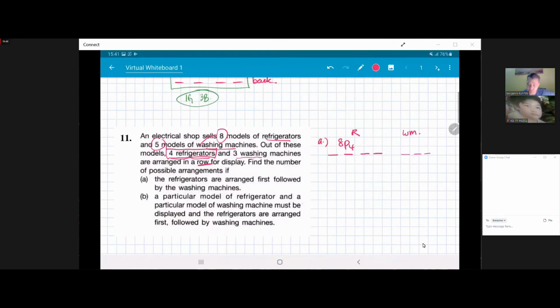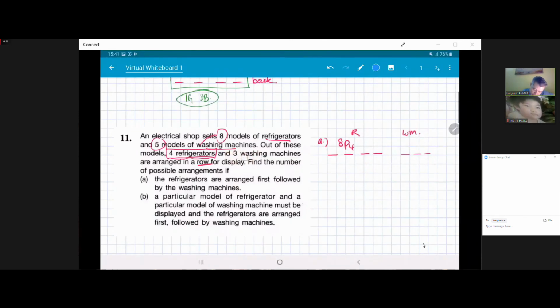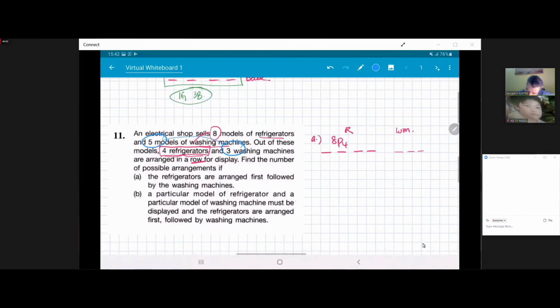Yes, okay. And then after that, let me use a different color now, because otherwise you might get confused. So now you've got 5 washing machines and 3 washing machines. From the 5 washing machines, you're only going to arrange 3, which means the back part here will be 5P3, and then you multiply. Get it? Okay, correct. So your answer will be 100,800. Yes, betul. Okay, boleh faham tak?